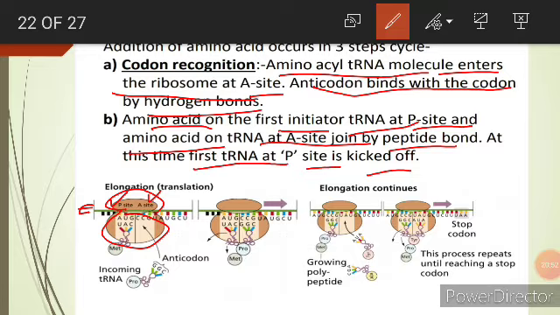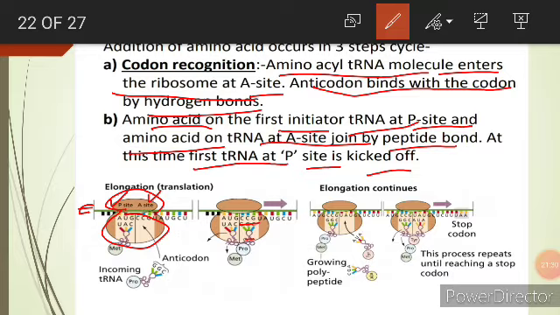Now what is going to happen here? At the A site, there is the second codon, consider it as GGG, suppose. It will attract a complementary anticodon containing tRNA, which is CCC. Suppose the codon is GGG, so it will always attract the complementary anticodon CCC, and this CCC is now going to carry the second amino acid. We can see here CCC and here GGG.